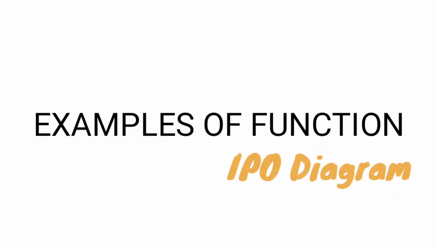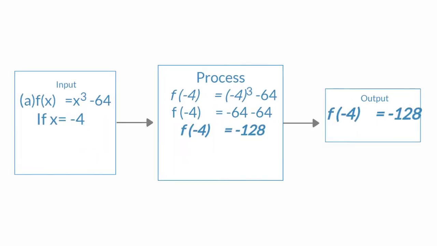Here are some examples of function. We are going to use the input process output, or the IPO diagram, to highlight that the value of f of x corresponds to the value of x. In letter A, our input is f of x equals x cubed minus 64. If our x equals negative 4, then in the process, f of negative 4 equals negative 4 cubed minus 64. The cube of negative 4 is negative 64.